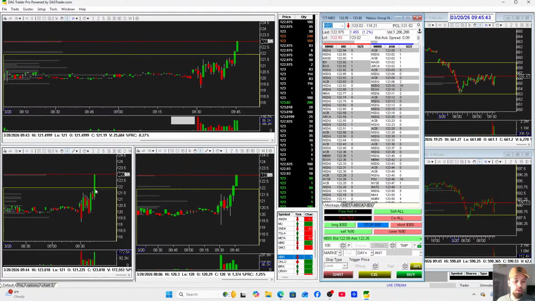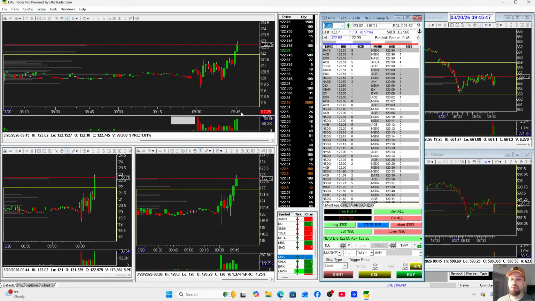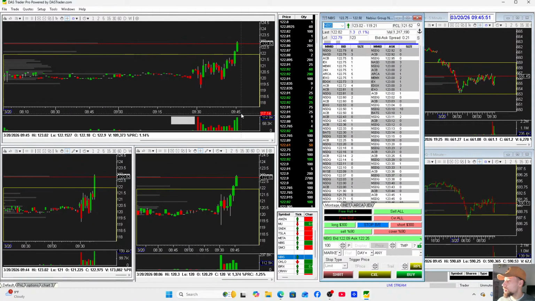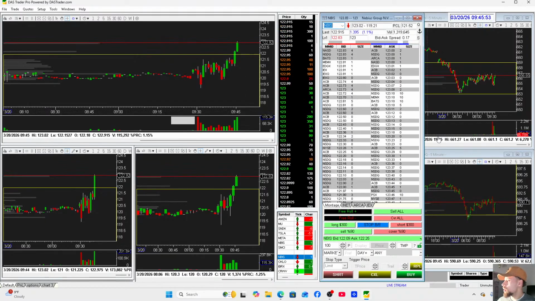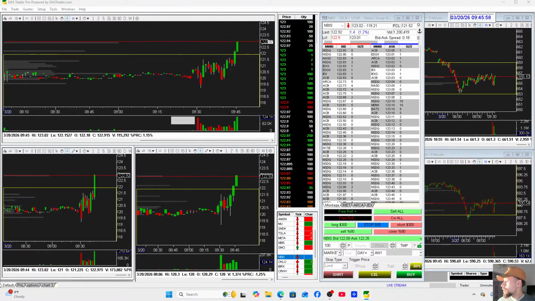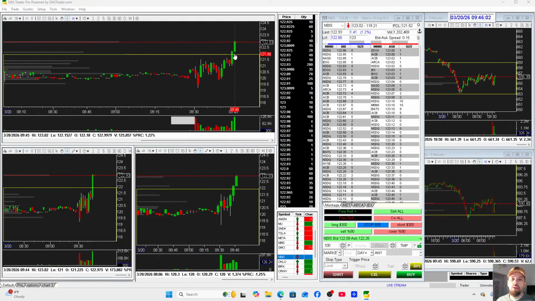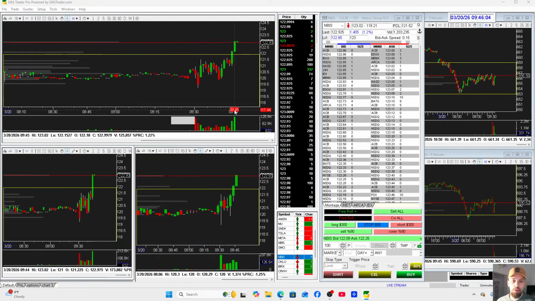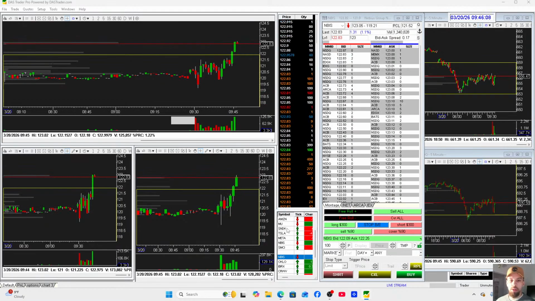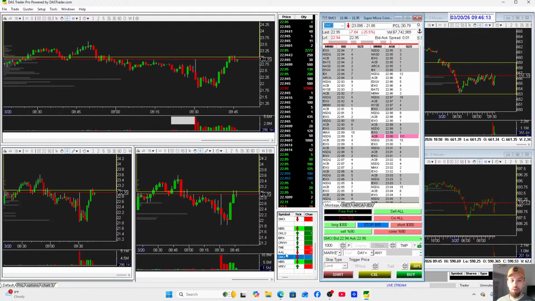3 minute, 2 minute candle here. Getting some real extension here. Lots of volume there. It's a lot of volume on the 1 minute. It's very, very nice for the bulls there. It's a really good trade right there.